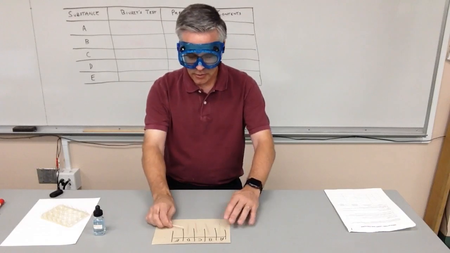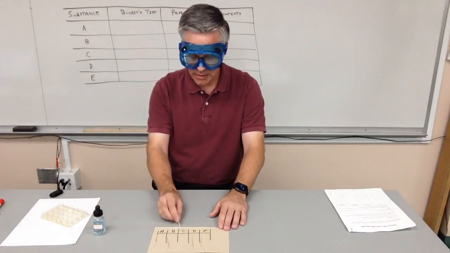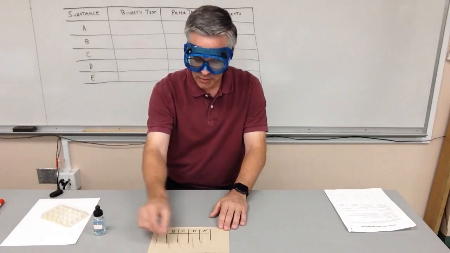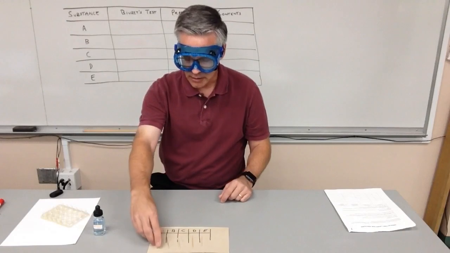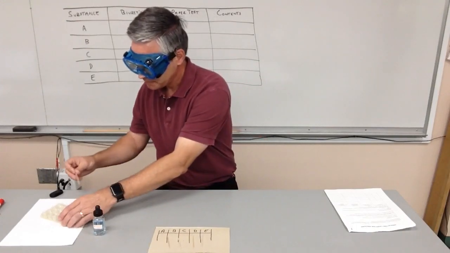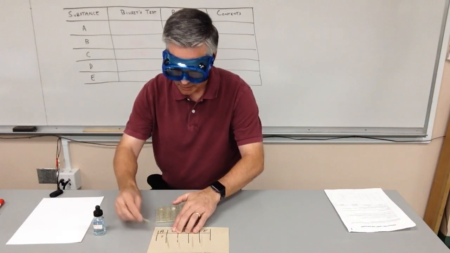But I'm just going to take a toothpick. Let me turn this around so you can sort of see that. I've got the different labels, A, B, C, D, and E, and then I have a separate toothpick for each one just so I don't cross-contaminate anything. Okay, so I'm just going to take some of A, and I'm going to rub that on there.